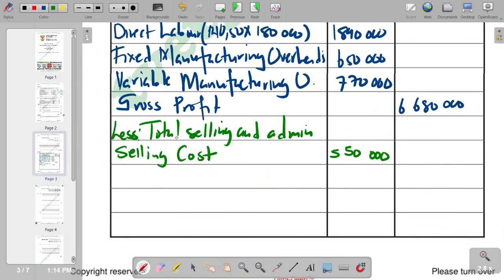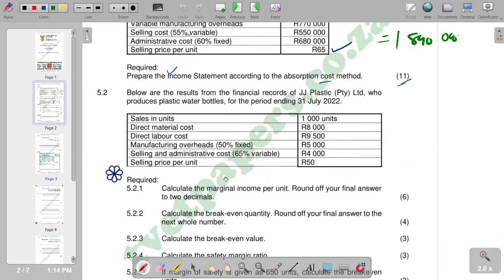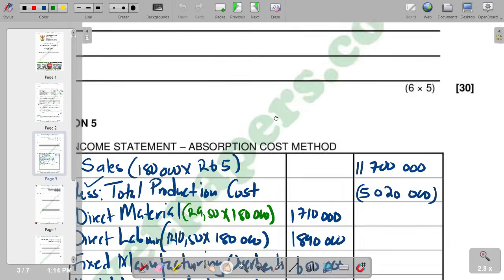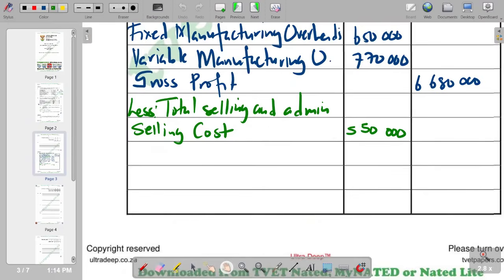And we check in terms of the next one. We're given administration cost again, which is 60% of fixed, which is an amount of 680,000. So administration, we've got 680,000. So we add the two to get the total selling and admin. We get 1,230,000.